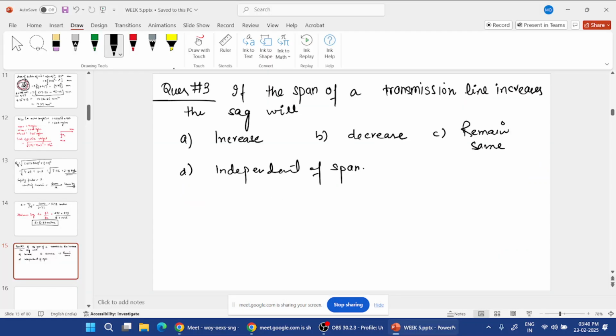So it is directly proportional to the L square, the span. So it will increase. Okay, just a second. Let me give you another question, a numerical.